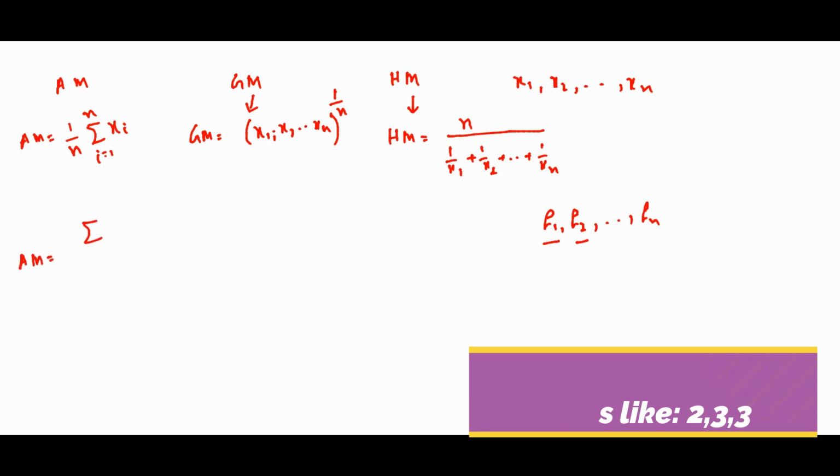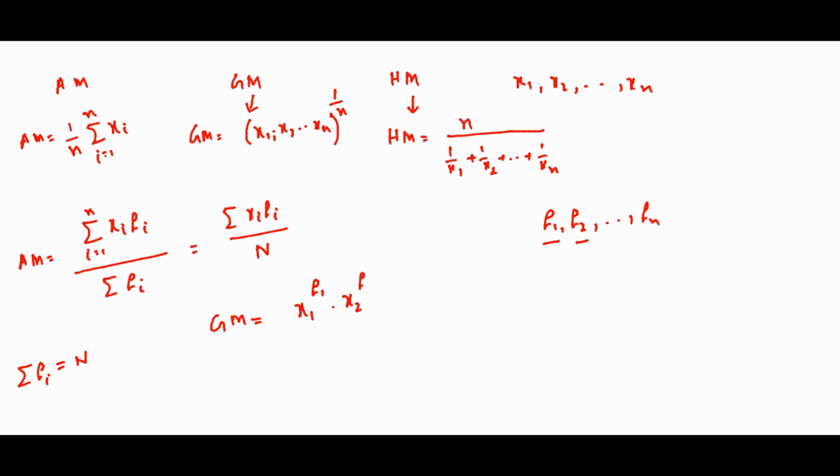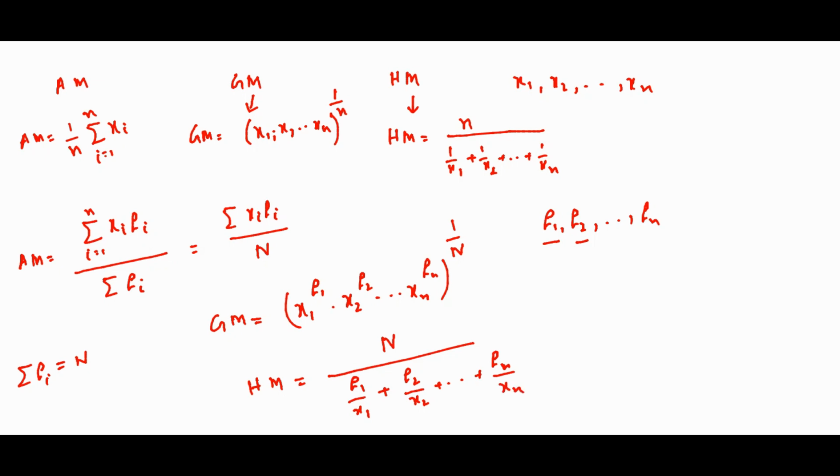AM is summation xi into fi, i equal to 1 to n, by summation fi. Sometimes we take summation fi equal to capital N, so AM will be summation xi fi by N. Similarly, GM will be x1 power f1 into x2 power f2 up to xn power fn whole power 1 by capital N. And similarly, HM will be capital N by f1 by x1 plus f2 by x2 up to fn by xn. Now we will compute these means by using R programming.